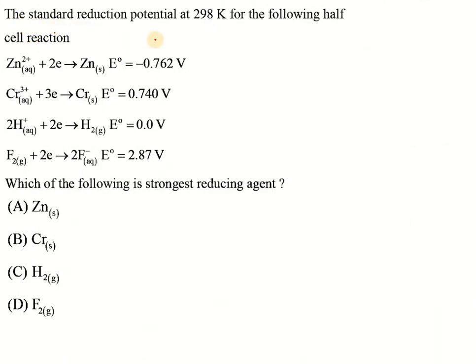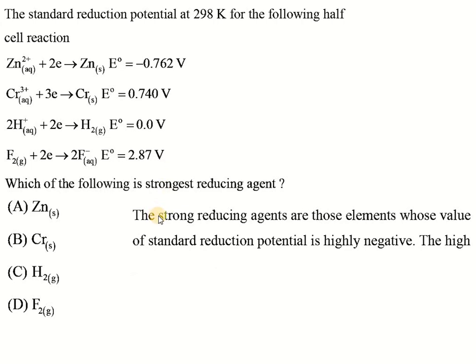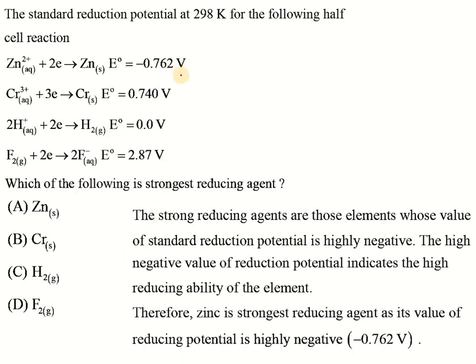Next. The standard reaction potential at 298 Kelvin for the following cell reaction is given like this. So lead, zinc, chromium, hydrogen and fluorine are given. The question is which of the following is the strongest reducing agent? When the E naught value is more negative, then that is the strongest reducing agent. So that means zinc is the right answer for this one. Zinc is the strongest reducing agent amongst this list given to us.